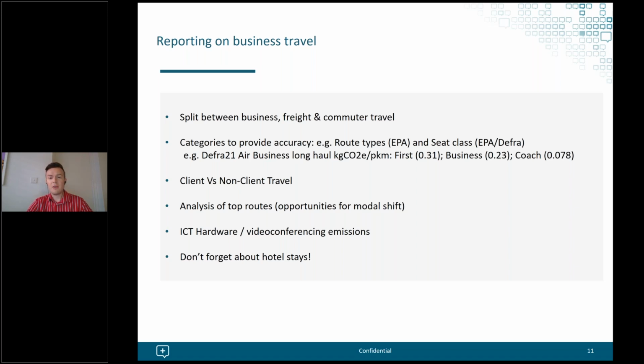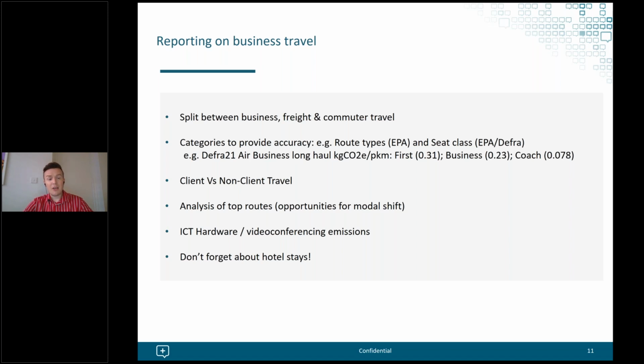So for companies that may not have that granularity at the moment and are simply estimating based on cost, if you're able to think about improving that data quality, then it's really going to provide more granularity in how the emissions are calculated, and then a greater level of accuracy around the impacts as a result of COVID or modal shift.